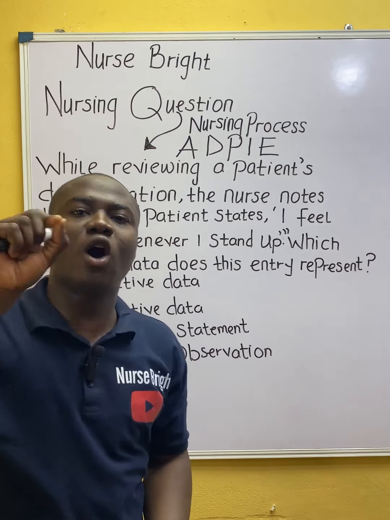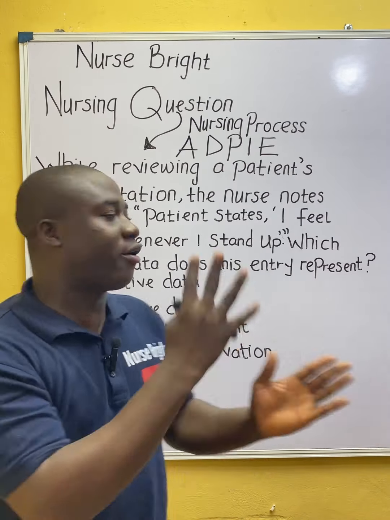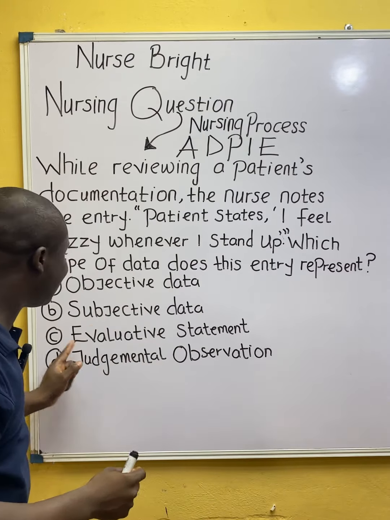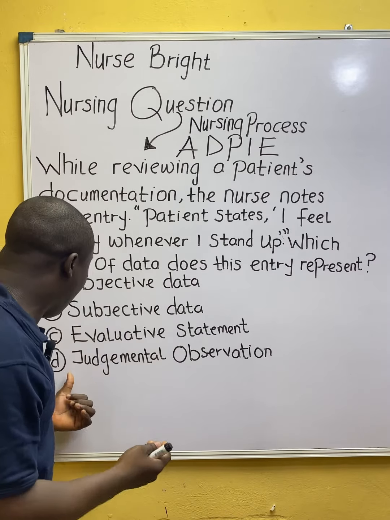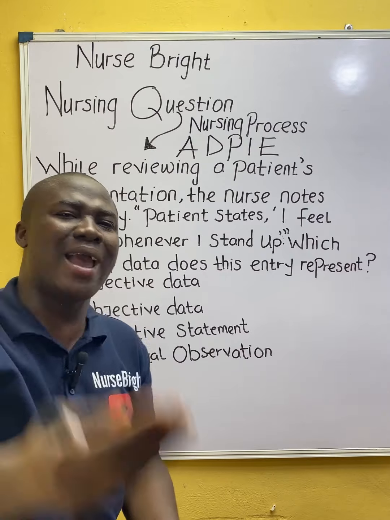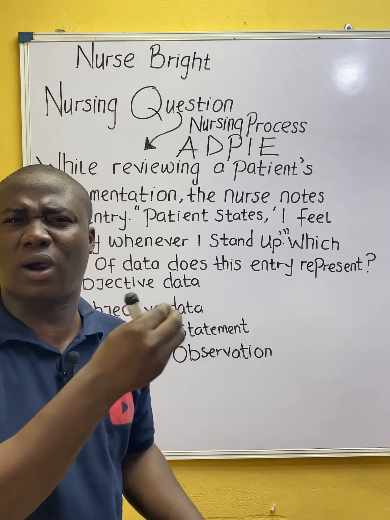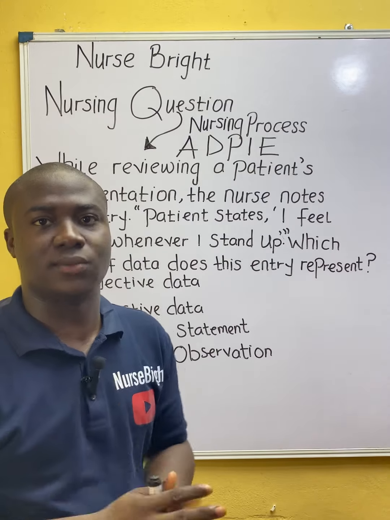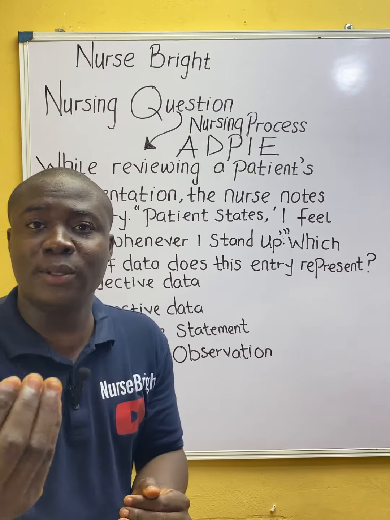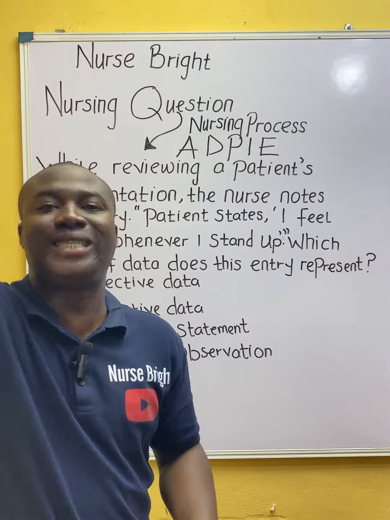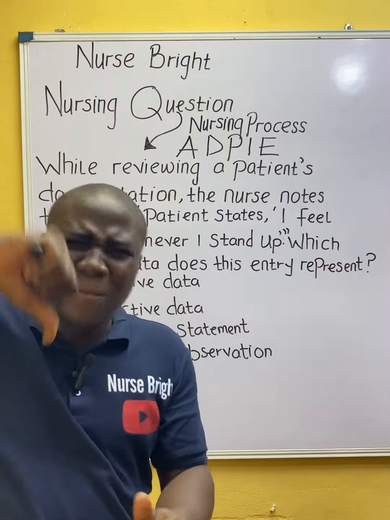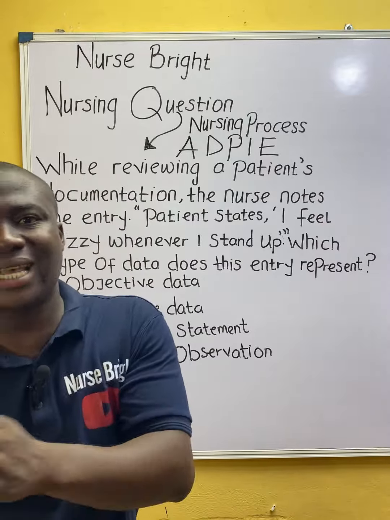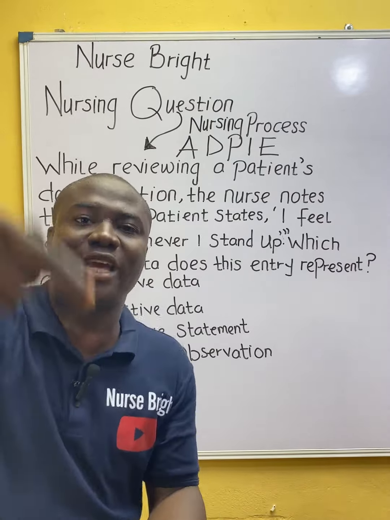Before we progress to talk about the other options, because option C says evaluative statement and option D says judgmental observation, and we have to talk about them, let us first provide the answer to this question. It is very easy. I just explained that objective data are those measured or observed by the nurse, whereas subjective data are those that the patient says or reports.